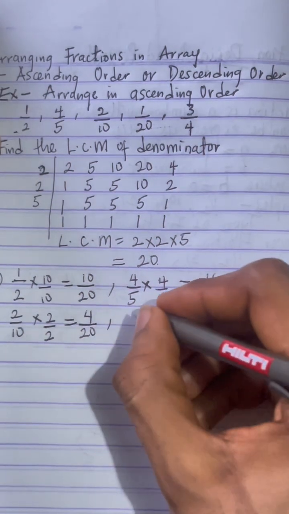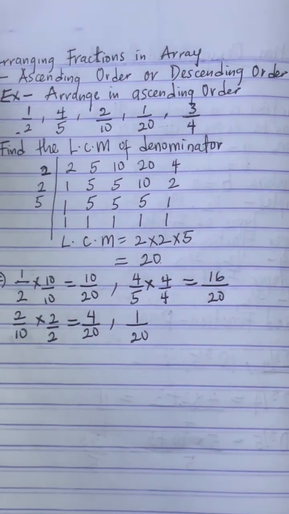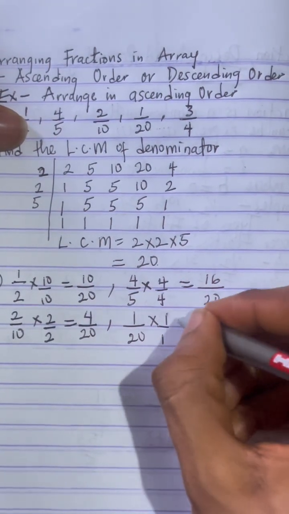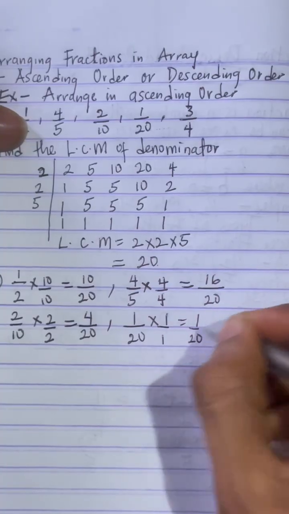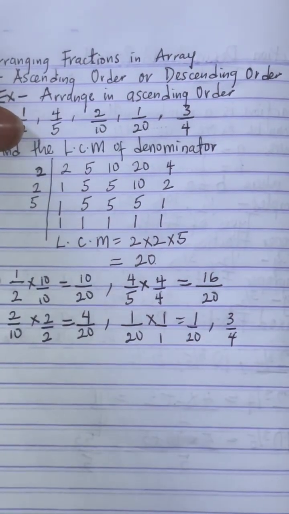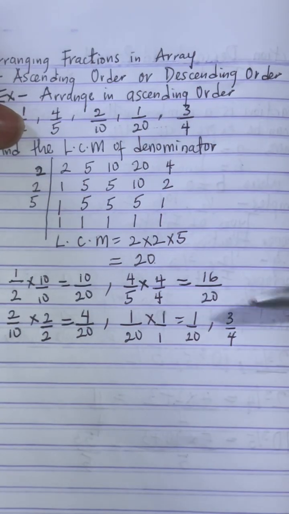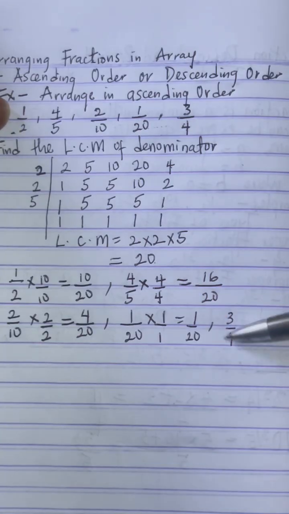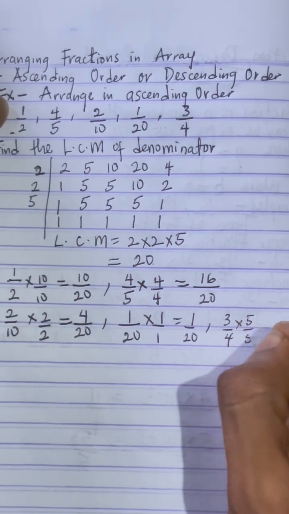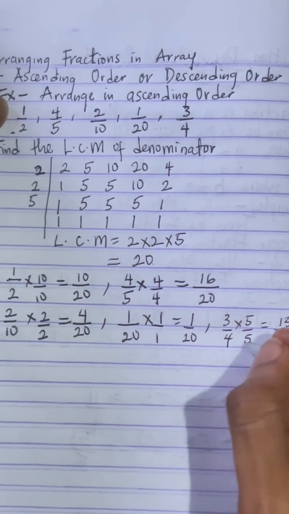So let's do for what? 1 over 20. What will I multiply to 20 to get 20? Is 1, right? So now multiply numerator and denominator by 1. So I have 1 over 20, same value. Let's do for 3 over 4. So now, what will I multiply to 4 to get 20? I'll do 20 divided by 4, that is 5, right? So multiply numerator and denominator by 5. So I get 3 times 5, that is 15, over 4 times 5, I get what? 20.